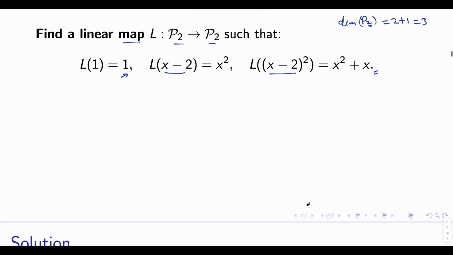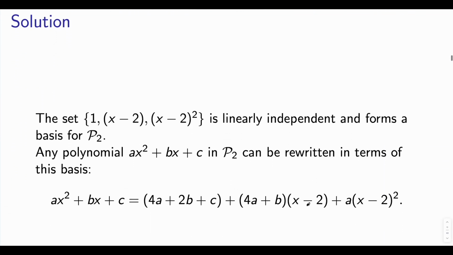So if you see, this set 1, x minus 2, and x minus 2 whole square is linearly independent and hence forms a basis for P2, right? Because the number of elements is equal to 3, so this maximal linearly independent set forms a basis. So any polynomial of the form ax square plus bx plus c in P2 can be rewritten in terms of this basis, right?